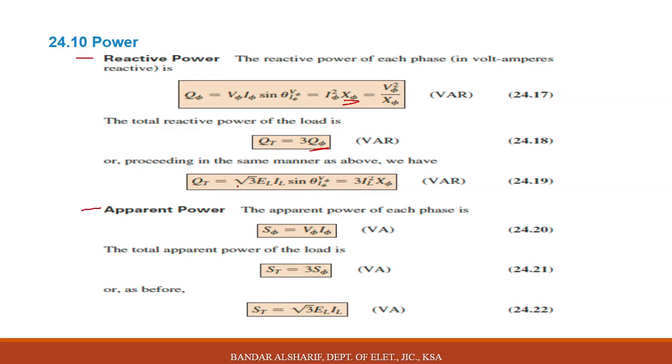Finally, same thing, you can multiply root 3 by voltage line, I line, sine of theta V minus theta I. For apparent power, it is similar to active and reactive, but without a sine or cosine. You can multiply phase by phase, voltage phase and current phase, and then multiply 3 by the single phase power to get the total power, or you can directly multiply voltage line by I line with root 3.